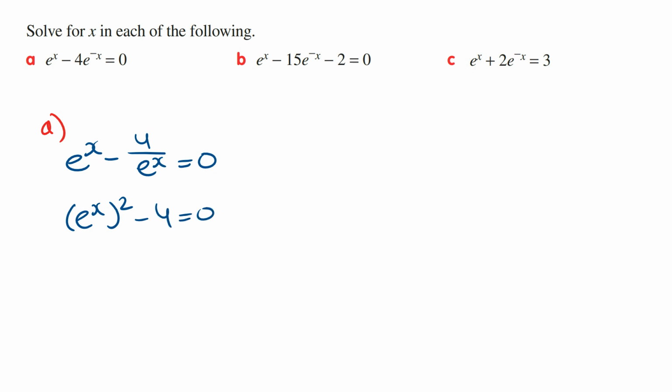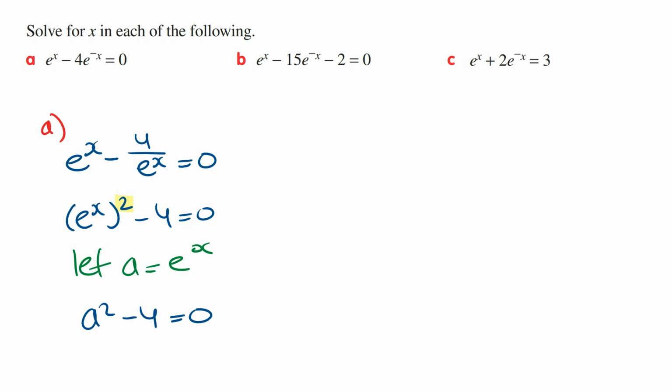We now have a quadratic equation in the form of difference of perfect squares. We know this because we have a variable or a function that is squared minus another number. From here, it's easier to let a equal e to the x. This is going to make it easier to solve for the quadratic equation. And so subbing this into the equation, we're going to get a squared minus 4 is equal to 0. And now we solve for a.